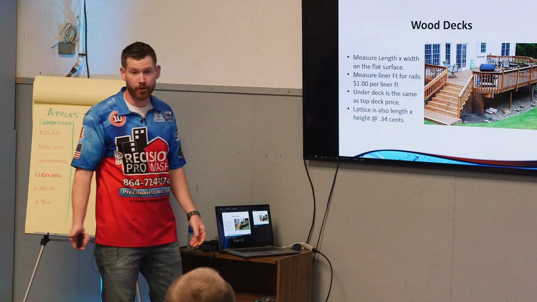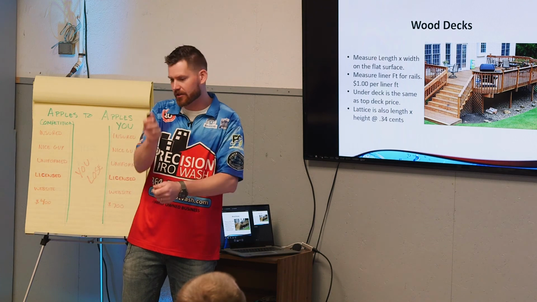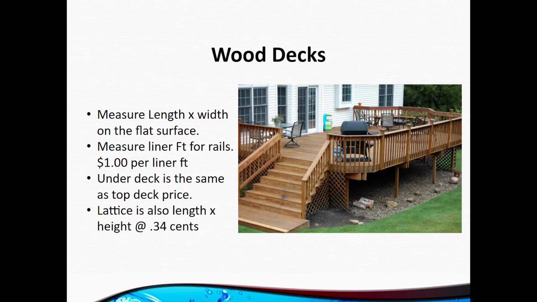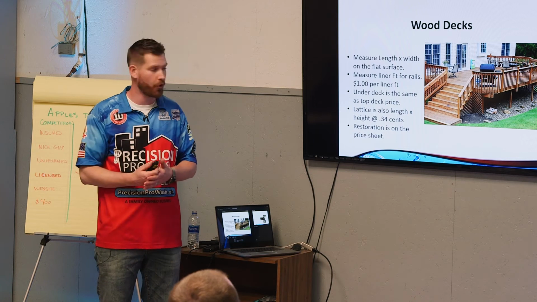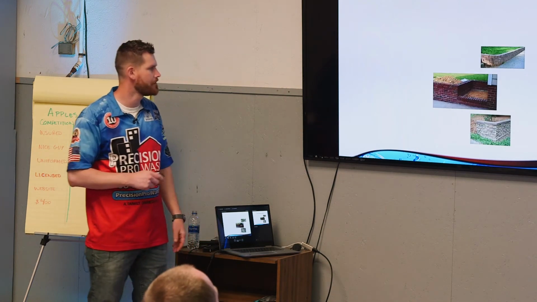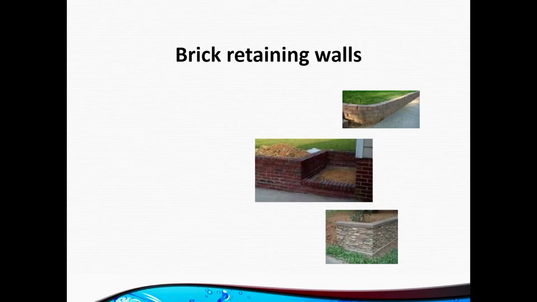Because lattice is more work. It could be a pain in the butt. It could be thick. You have to get every side of the lattice. If you're just treating it, it's not too bad. But we're at 34 cents. And then restoration is on the price sheet. It is more if they want to restore it. If they're putting a sealer on, we talked about that. We can do that. Then we're going to talk about brick retaining walls.